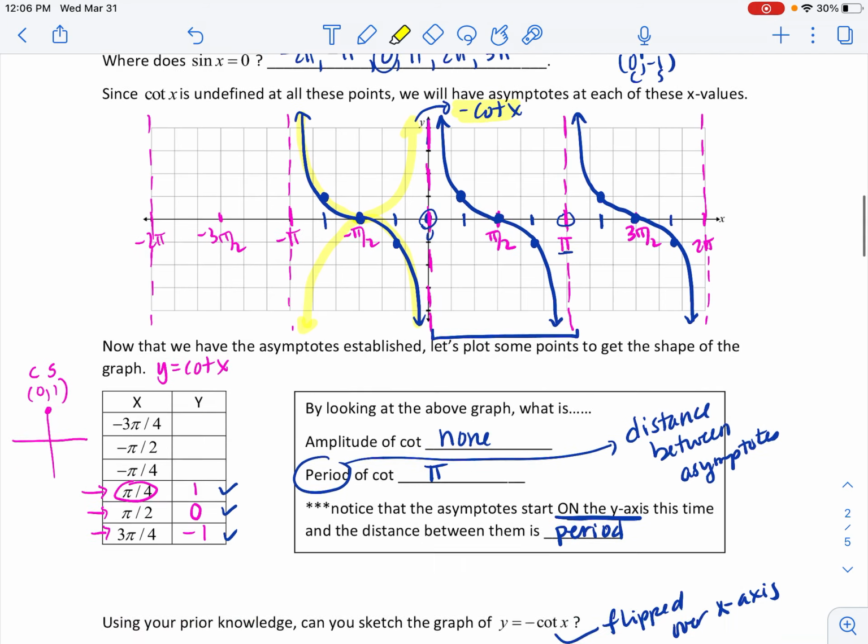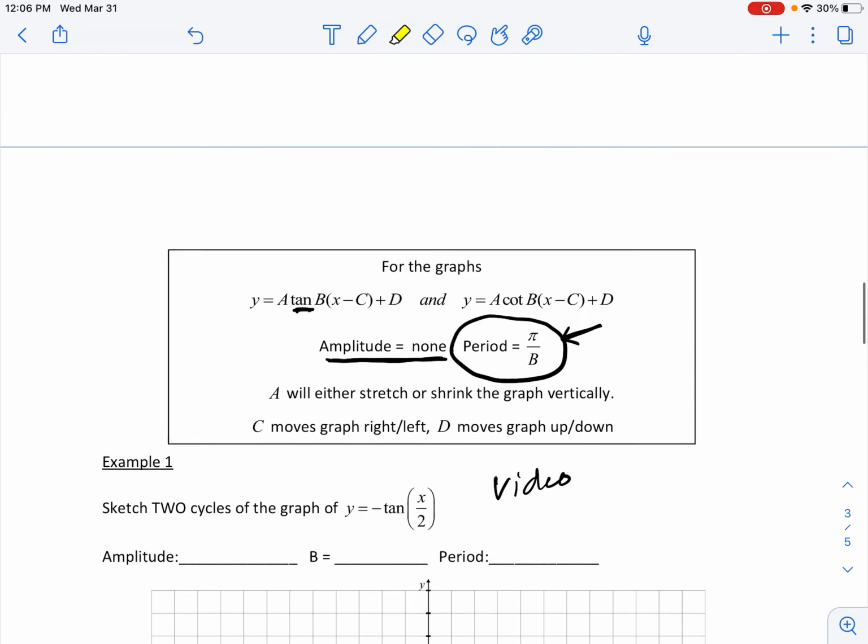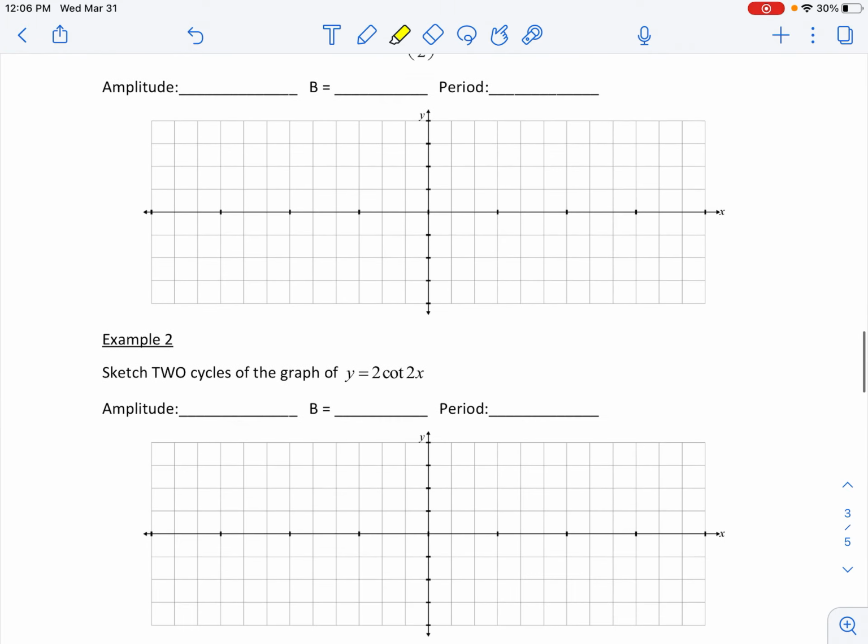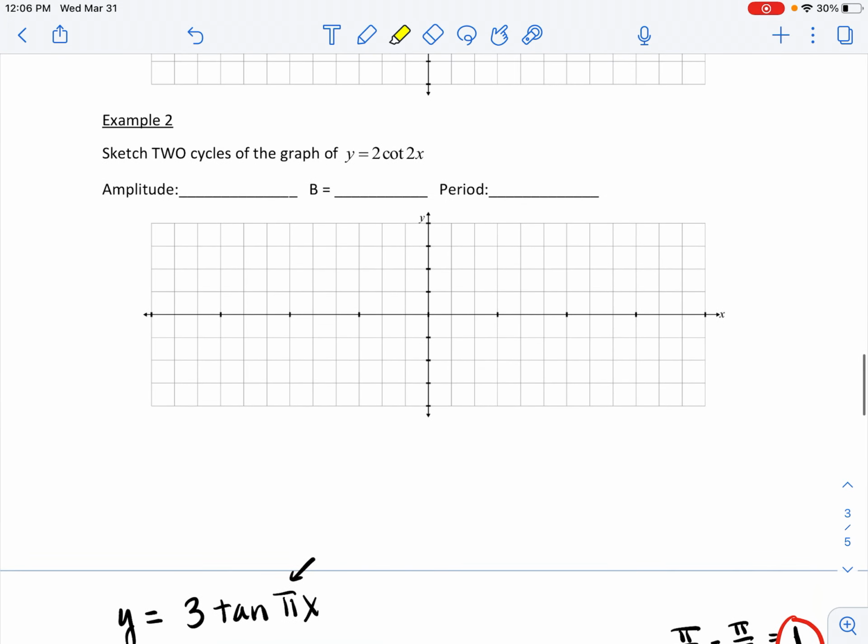I'm going to summarize all of these together in a second so that you can see the differences between the two. All right, let's graph one that actually has some movement going on, okay? So let's look at example 2 here. It says sketch 2 cycles of the graph y equals 2 cotangent 2x. Okay, so again, the a value here, and I should have had that written here, it's kind of annoying. The a value is still the 2, and that's still going to kind of label your y-axis.